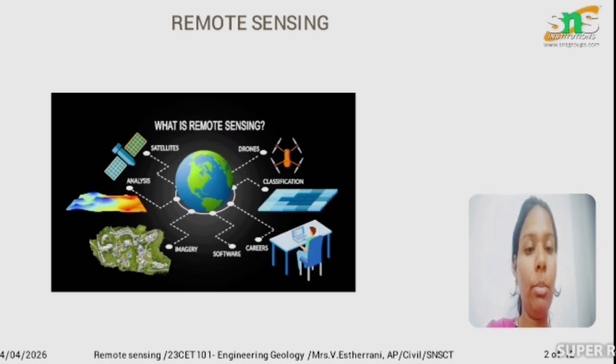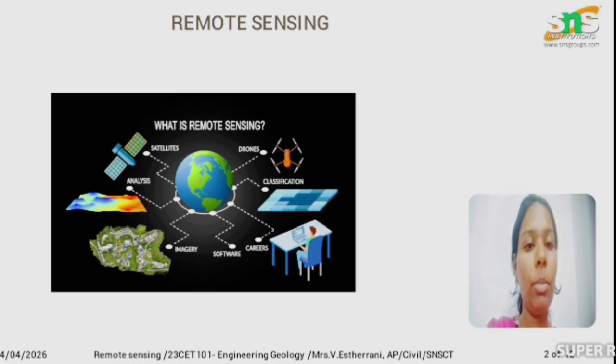Remote sensing is nothing but describing the properties of an object without touching it. Remote sensing has various stages. The first one is the energy source.